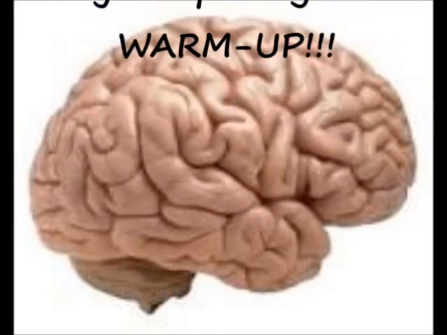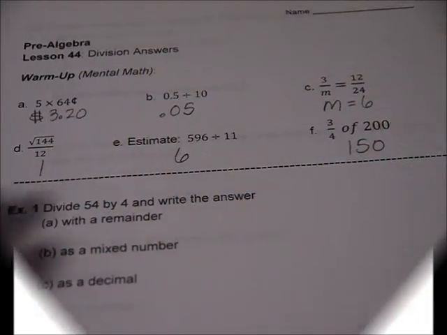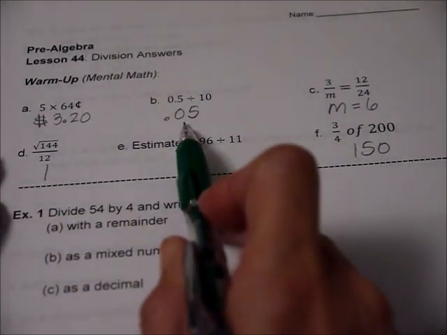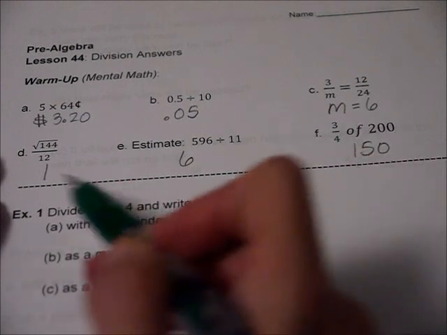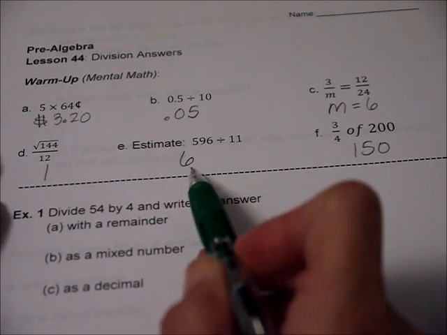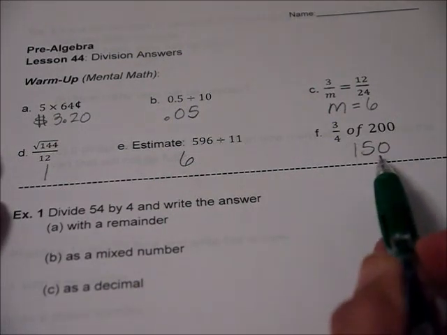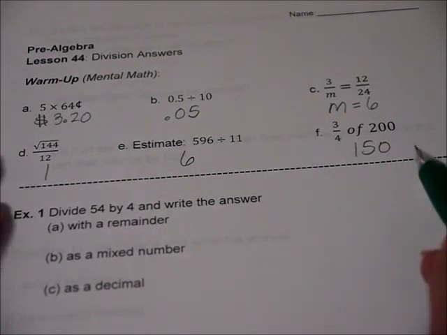All right, there is our mental math. $3.20, 0.05, m equals 6.1. Estimate here: 600 divided by 10 would be 6, and 3/4 of 200 is 150.